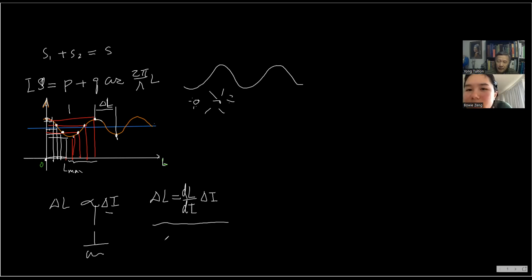Have you seen this formula? This is a calculus formula. When you study calculus, this is how we use the formula. You have two variables. If you want to estimate one from another, you have to find the derivative. That's why we try to find the derivative.